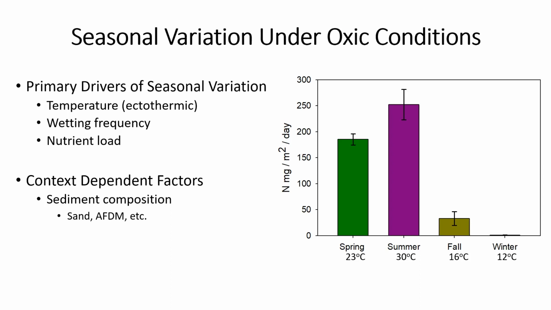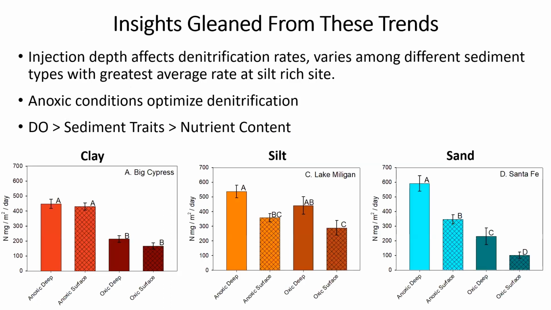All the while, we can't disregard these context-dependent factors, things like the sediment composition, the amount of sand, ash-free dry mass, and many of the other factors I've addressed today, as they're constantly going to have an effect regardless of the season. Ultimately, though, what kind of insights can we glean from these trends? Well, I've shown you here that injection depth does affect denitrification rates, and this effect varies among different sediment types, with the greatest rates on average occurring at a silt-rich site.